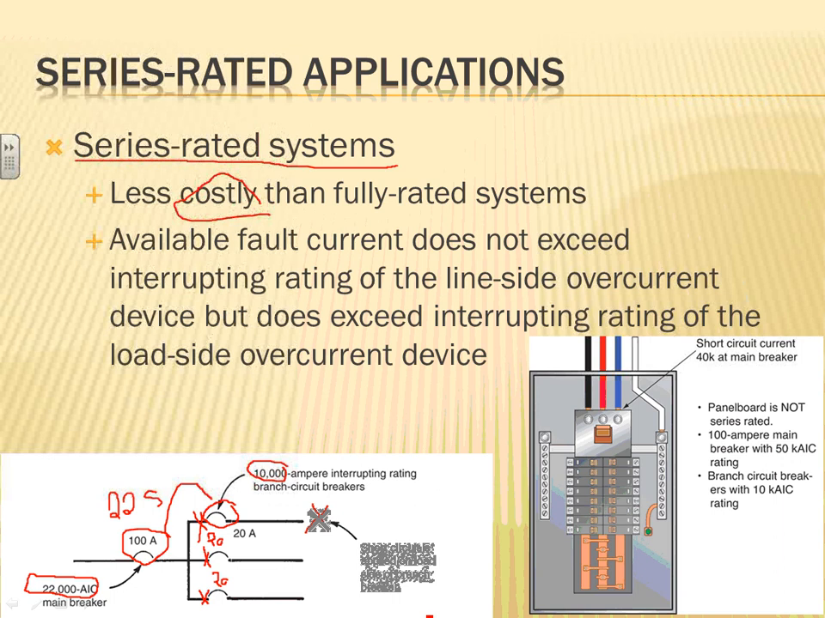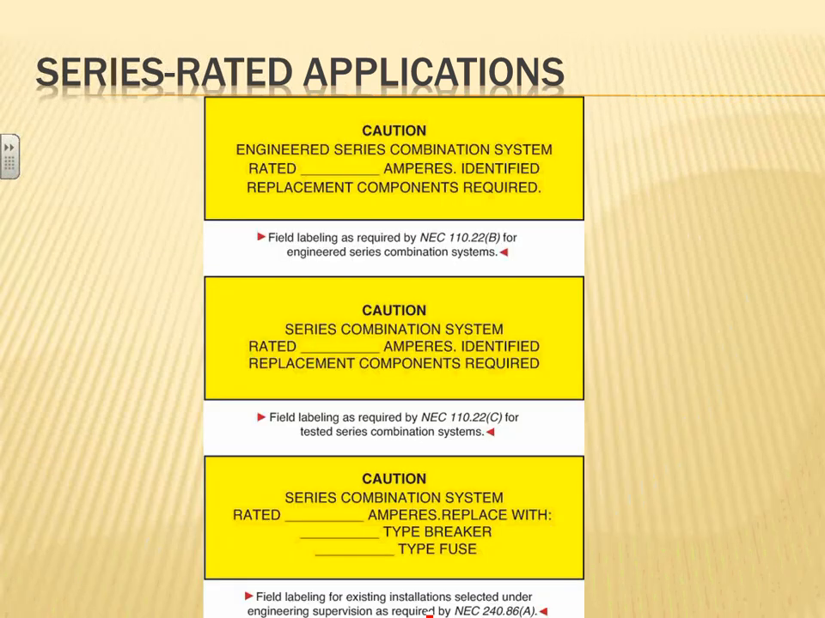Any comments, guys, about this, called series rated equipment: receptacle panels, lighting panels, the main gear for it. Now, if you have a series rated panel, the code requires you, in terms of labeling, to put a couple of labels like this: engineered series combination system rated, the amps, identified replacement component required.